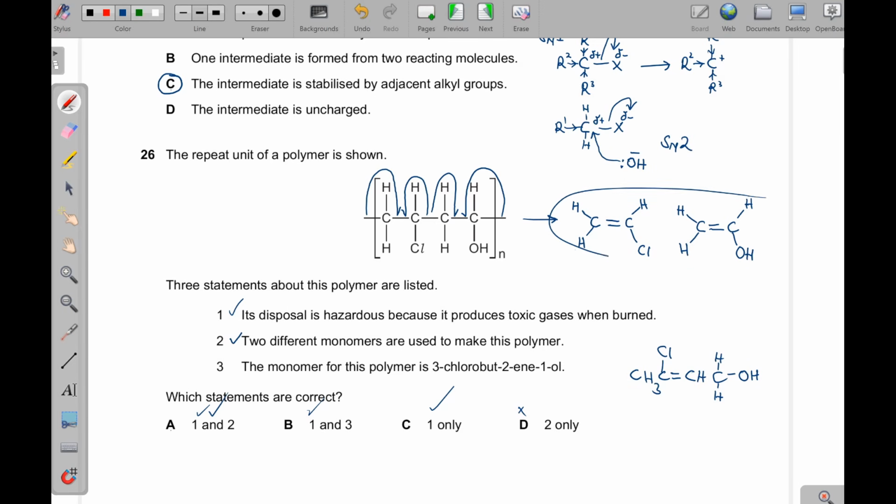But we are seeing that this one is coming from 2 different monomers. This is not the monomer here. You see? So 3 is off. So wherever there is 3, I'm putting this one off. And then 1 only. So all of these ones will be off. And then our answer has to be A. You see that? 1 and 2.